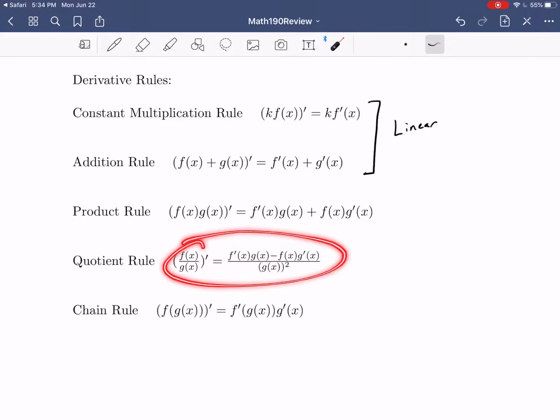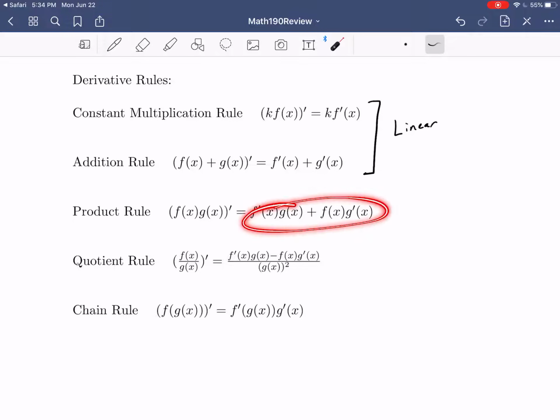There's the quotient rule. The quotient rule says that the derivative of a quotient, f of x over g of x prime, is f prime of x times g of x minus f of x g prime of x over g of x squared. In the product rule, do keep in mind that the order doesn't really matter because this is a plus, and plus is a commutative operation, so it doesn't really matter which one you do first.